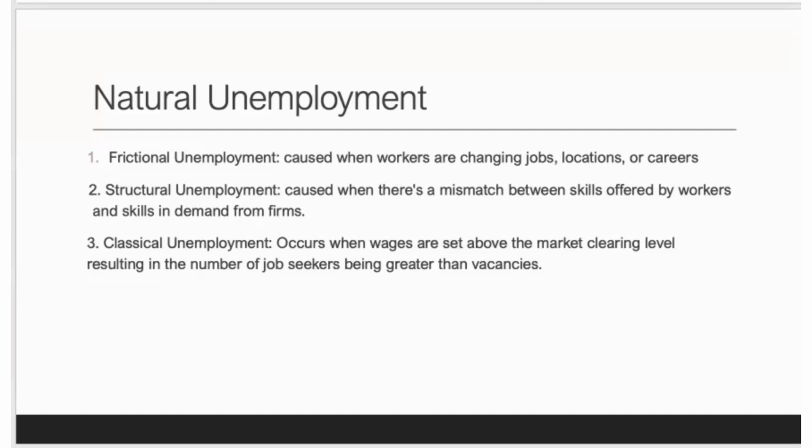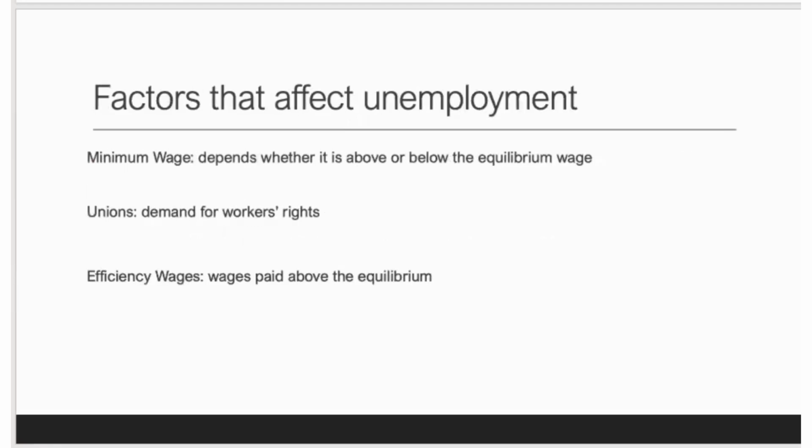Frictional unemployment is caused when workers are changing jobs, locations, or careers. Structural unemployment is caused when there's a mismatch between skills offered by workers and skills in demand from firms. Classical unemployment occurs when wages are set above the market clearing level, resulting in the number of job seekers being greater than vacancies. Let's consider some factors that affect unemployment.